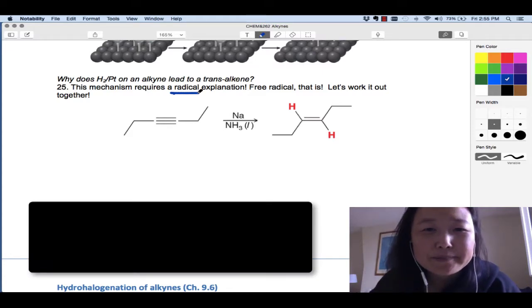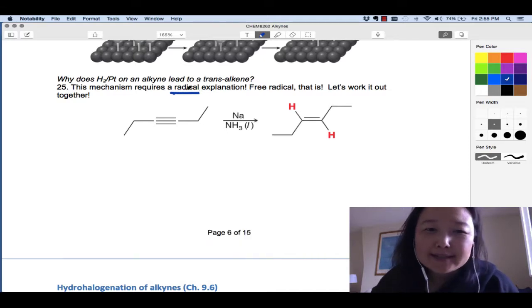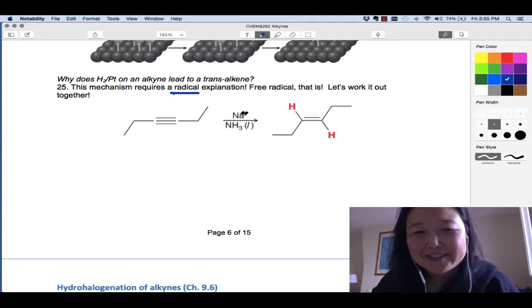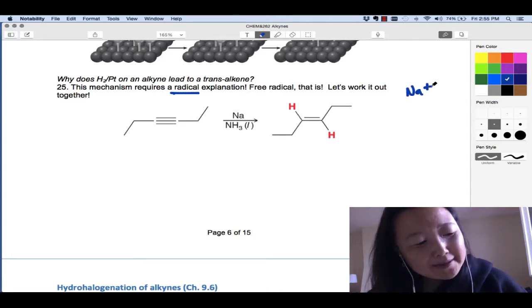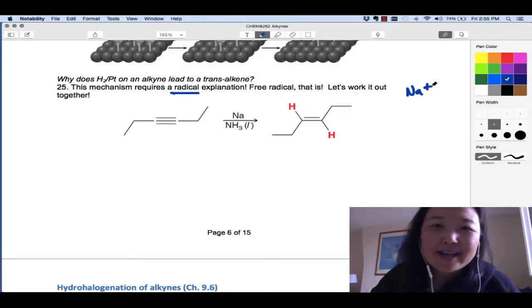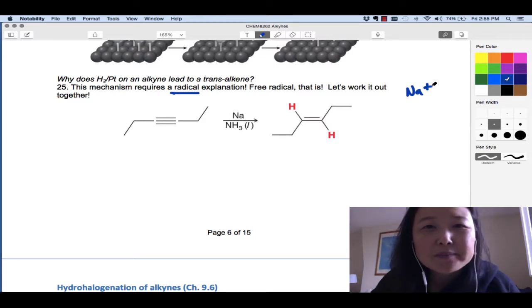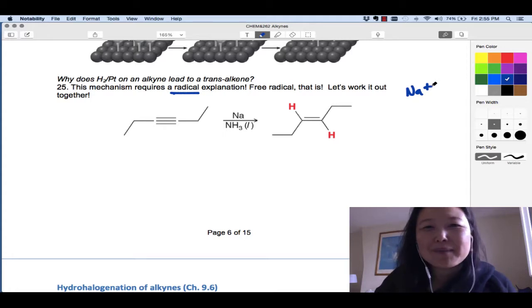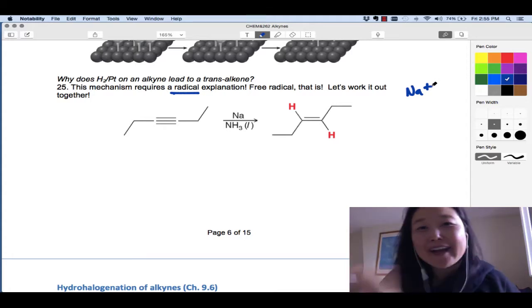They're very unstable. And the way that we get an unstable radical is by using something that has an unpaired electron. So sodium, usually we think of sodium plus ion, right? That means it lost its electron and it has a full shell. Sodium ions are pretty stable. That's why we don't really use them in a reaction. They're usually spectator ions floating around.